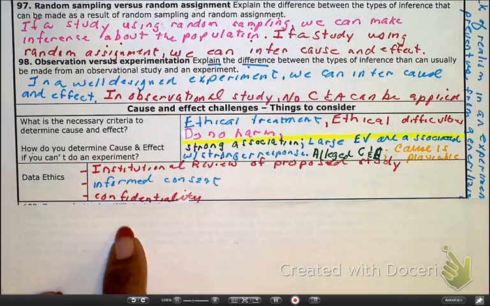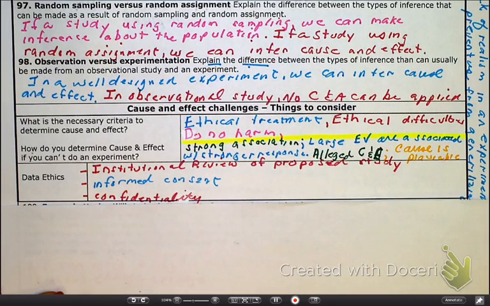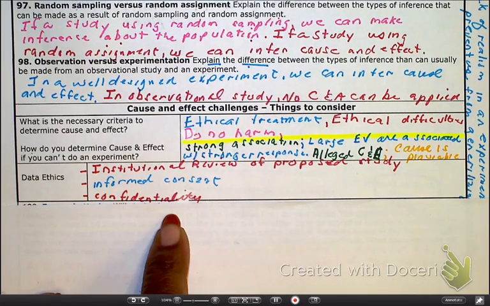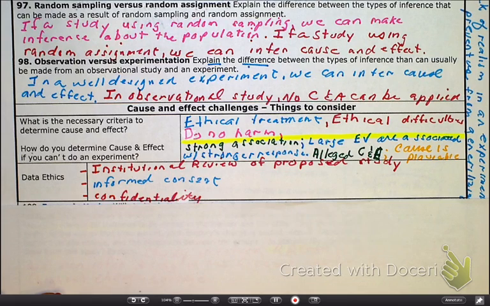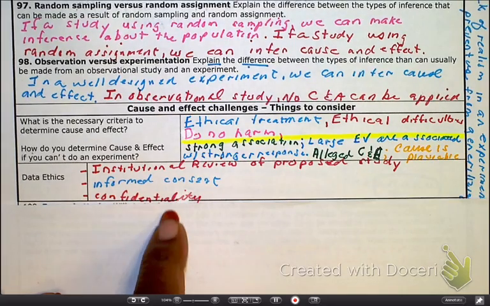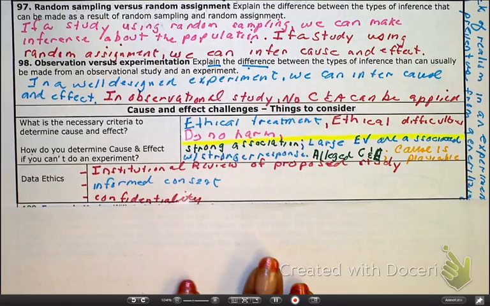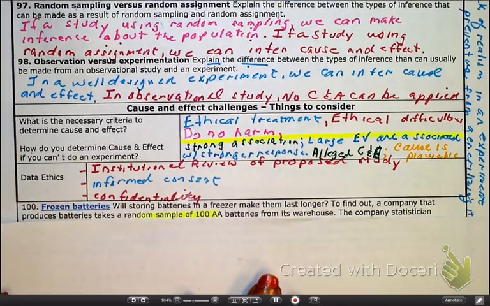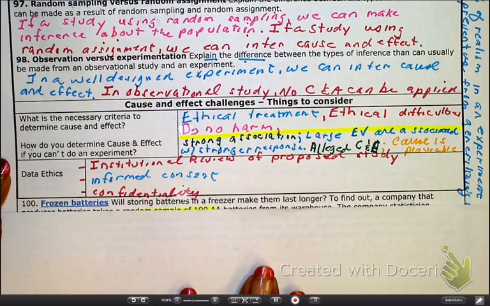Confidentiality simply because you want to keep things secret, and you don't want one person in the group to tell someone else in the group, and then they start to think, well, you had this side effect, or it worked for you, so it must work for me too. It's no one else's business except for you and the doctor or person administering the particular medication. So these are the data ethics that we've got to worry about or be concerned about, just to name a few. Okay, so let's go to number 100.